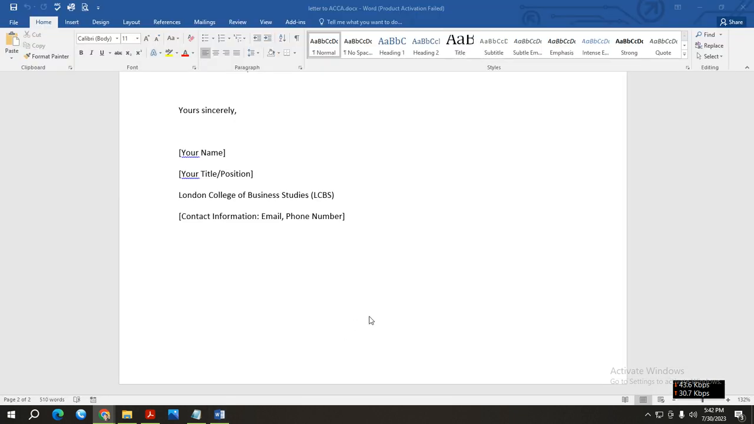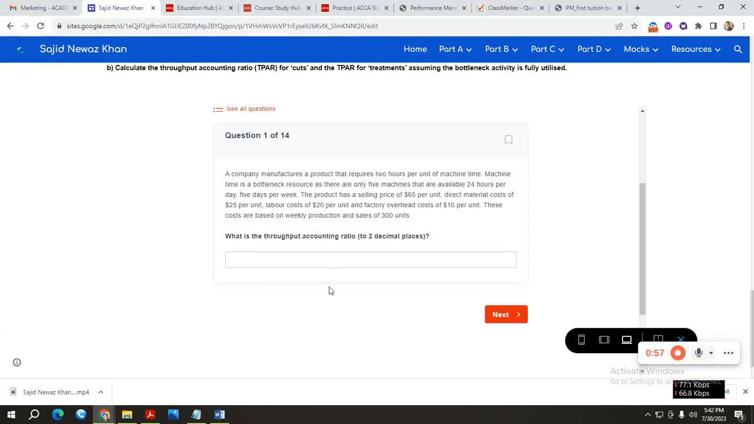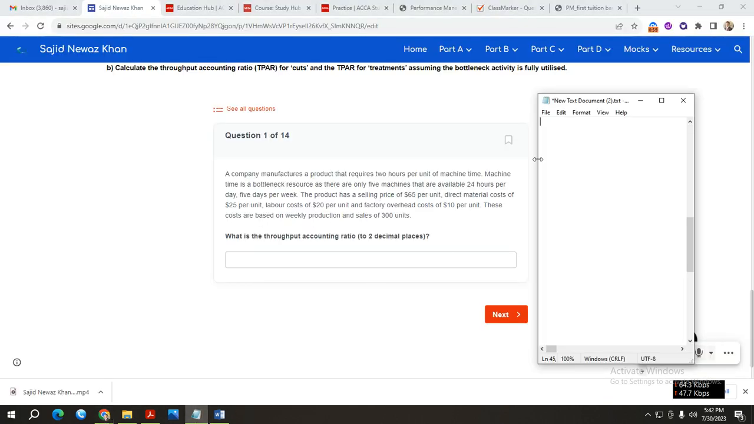So very simply, I'm sorry, clicked on the wrong one. So what is the throughput accounting ratio? Let's go to the very basic. For TPAR, we need return per factory hour divided by cost per factory hour. Okay. So let's do this one by one. The first thing we'll need is throughput. So what is the throughput? Throughput very simply is our selling price 65 minus our material cost of 25. So 65 less 25. That's basically $40.